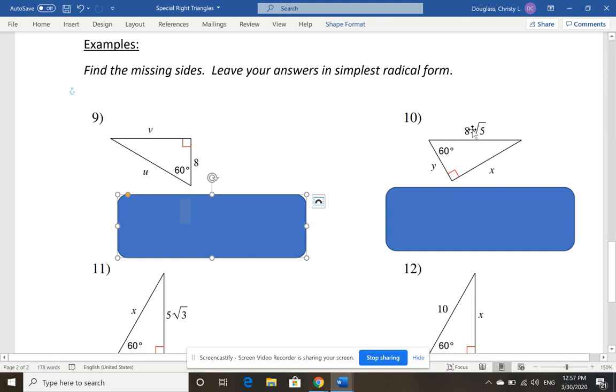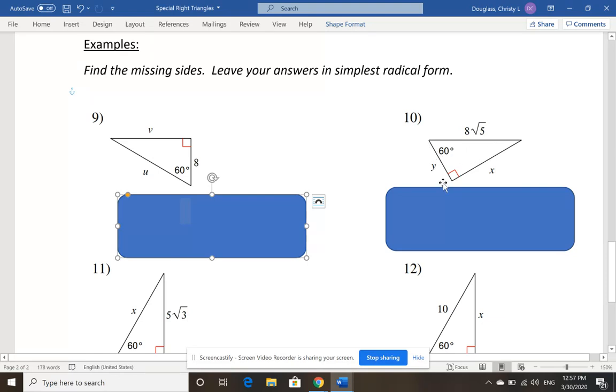I notice that this leg is opposite the 90-degree angle, so it is the longest side. This is the hypotenuse. And I need to find the short leg and the long leg. This is the 30-degree angle over here on the right, which means that y is my short leg and x is my long leg. And this picture is drawn to scale pretty much, so it's easy to recognize. Sometimes it's not so easy, so you do have to pay attention to the angles. The side across from 30 is your short side.